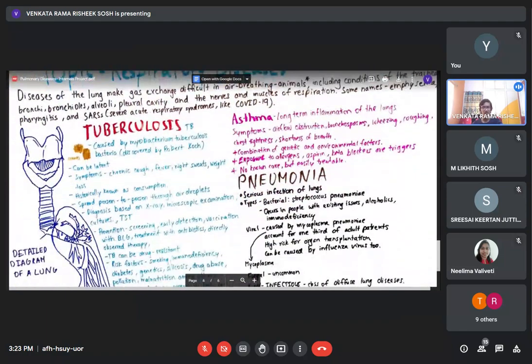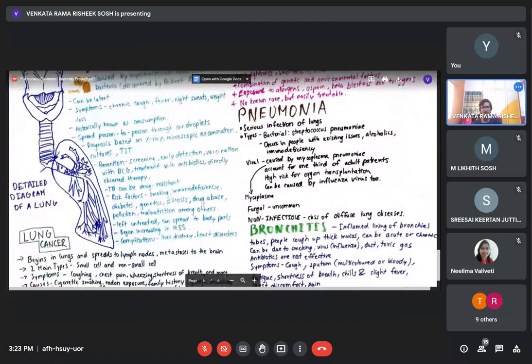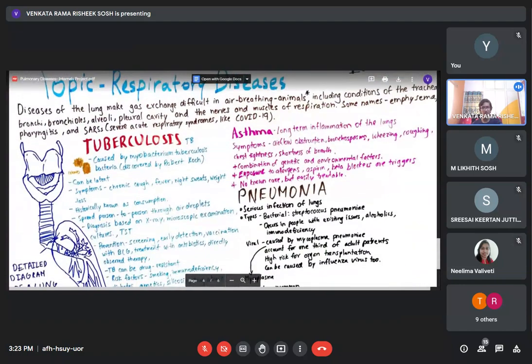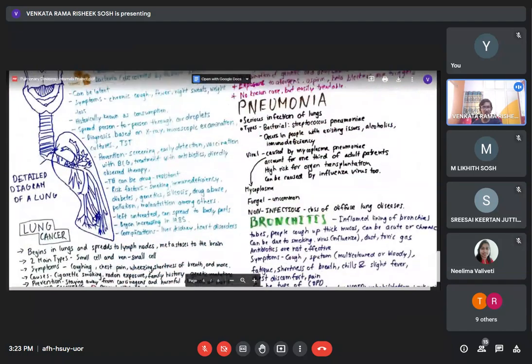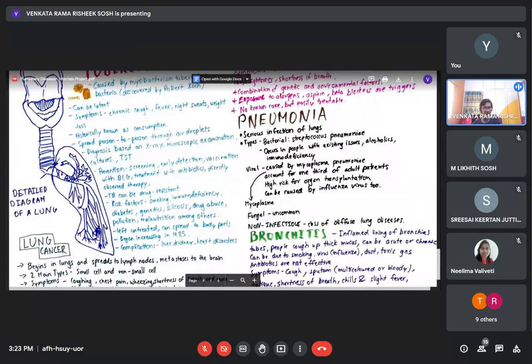So here is my poster, once again, a view. Here I have drawn a picture of one lung.